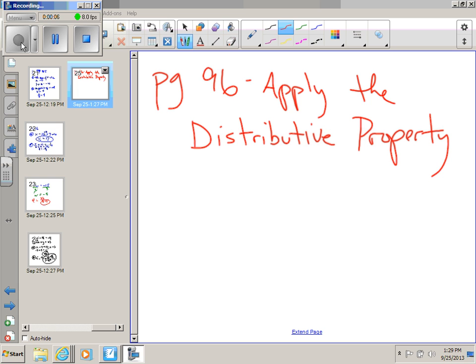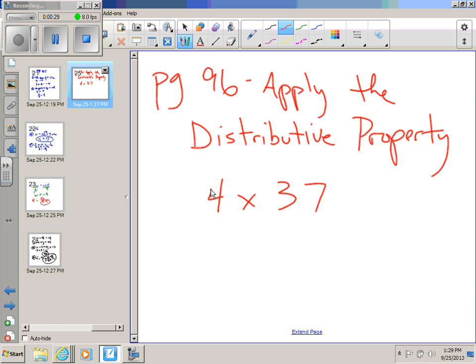Page 96, apply the distributive property. Let's do a quick review on the distributive property. If we were to have a problem like 4 times 37, we might refer to the distributive property to help us do this mentally.